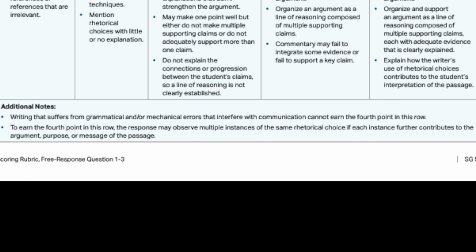And then second, in order to earn the 4-point, you have to observe multiple instances of the same rhetorical choice if each instance further contributes to the argument. So if this author uses metaphor more than once for the same reason, you have to be able to identify each of those. Now, I think they're going to be a little lenient on that, but just to be safe, if you see that they use the same rhetorical device more than once, include both of them in there if you can.